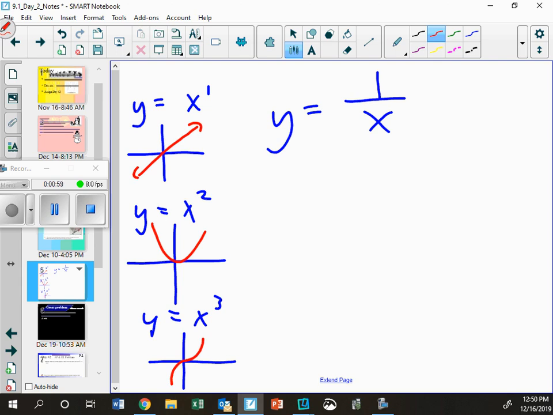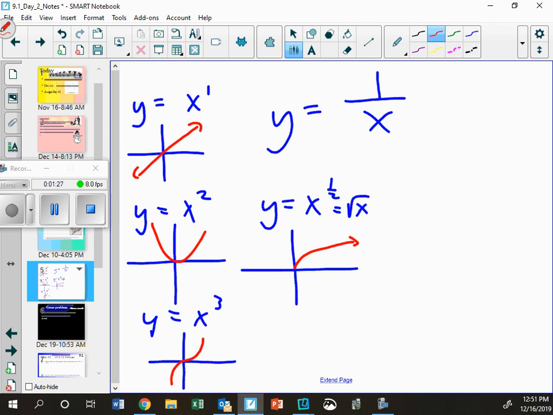And you also had one where it was y equals x to the 1/2 power. Do you even remember what that is? It's a certain kind of root. Does that ring a bell? 1/2 power means square root. That's the same exact thing as the square root of x. And you remember what that looks like? Look like that. You with me so far?